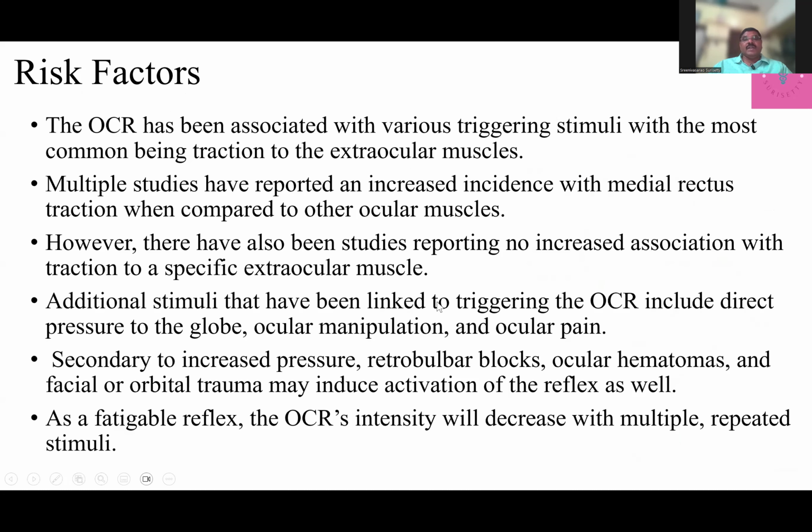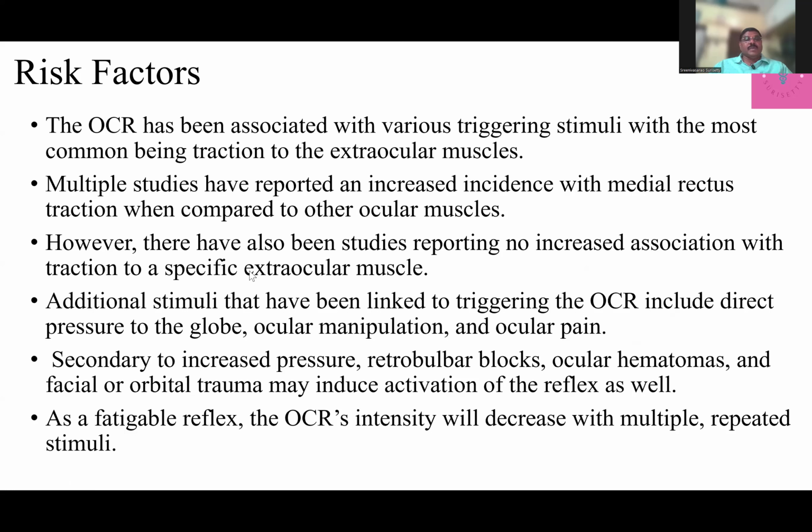So what are the risk factors? The ocular cardiac reflex has been associated with various triggering stimuli, with the most common being the traction of the extraocular muscles. Multiple studies have reported an increased incidence with medial rectus traction when compared to the other ocular muscles. Usually that will be done in strabismus surgeries. However, there have also been studies reporting that no increase is associated with the traction of a specific extraocular muscle.